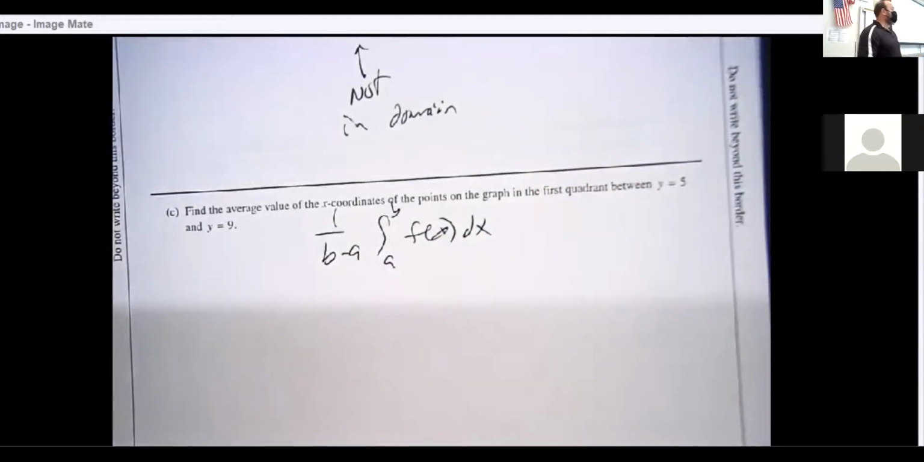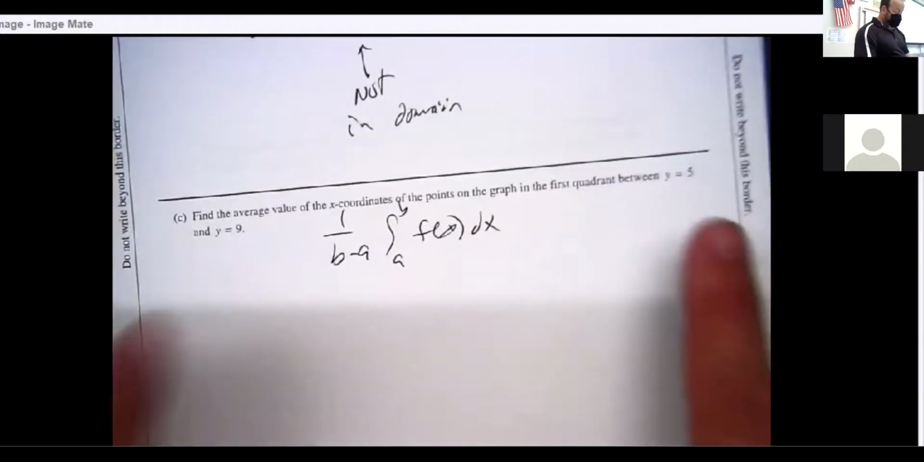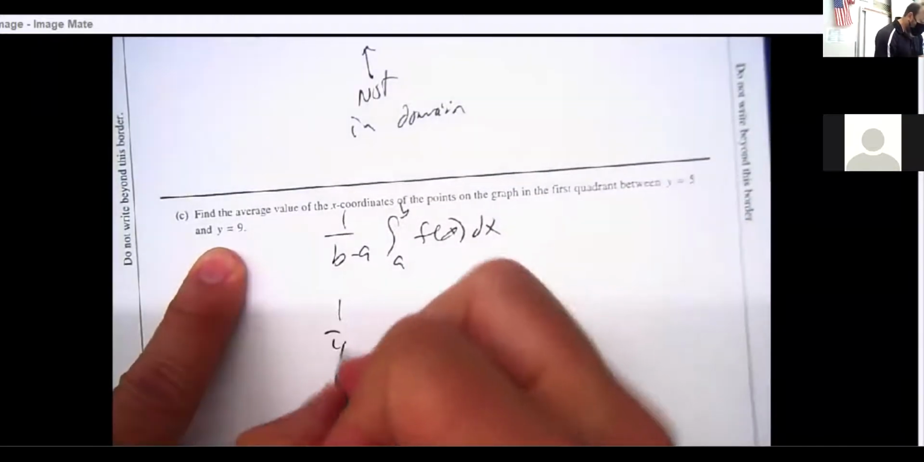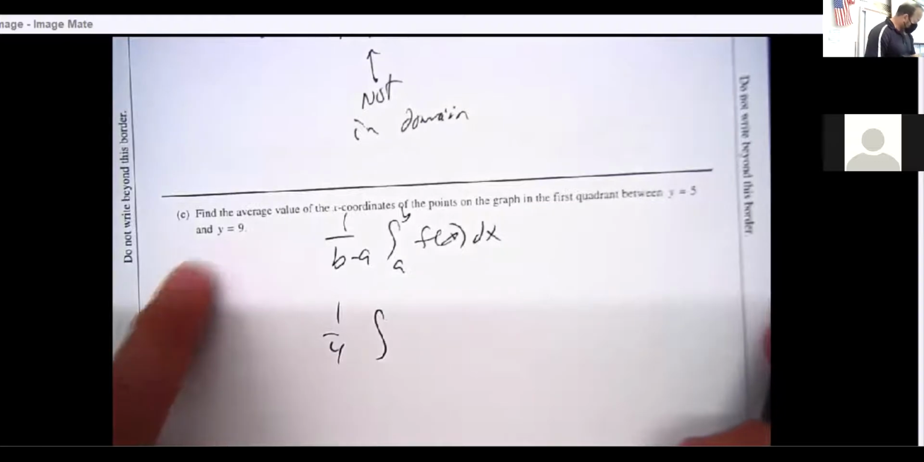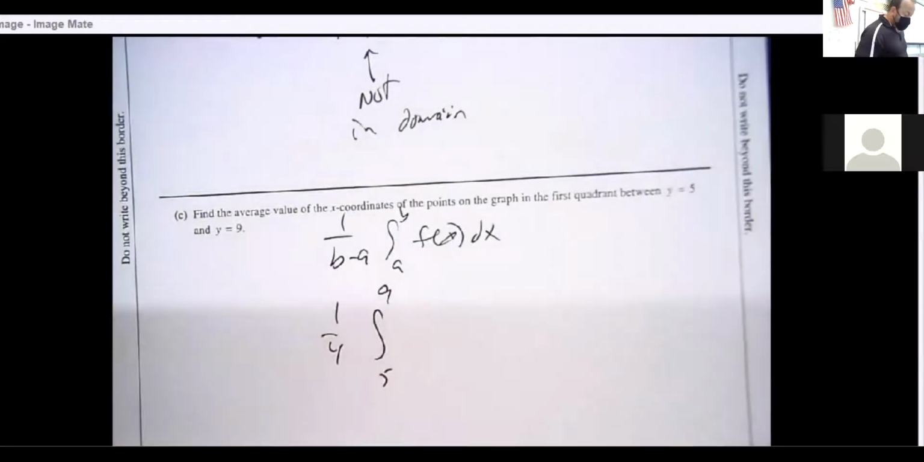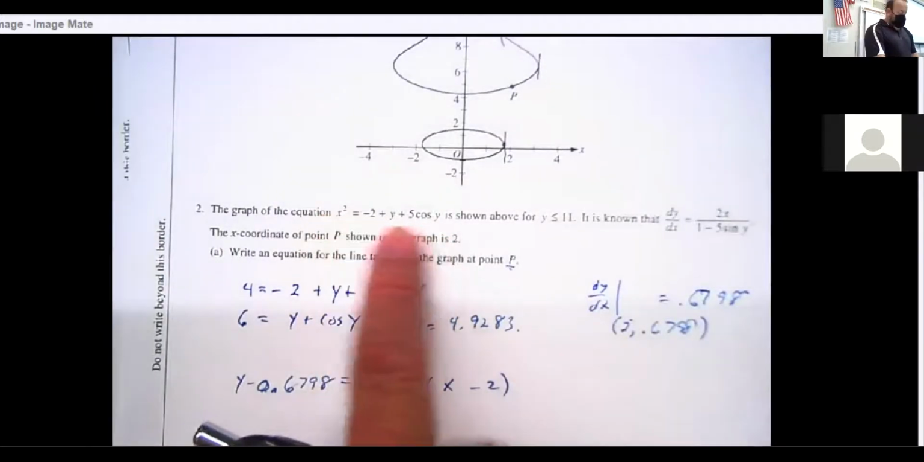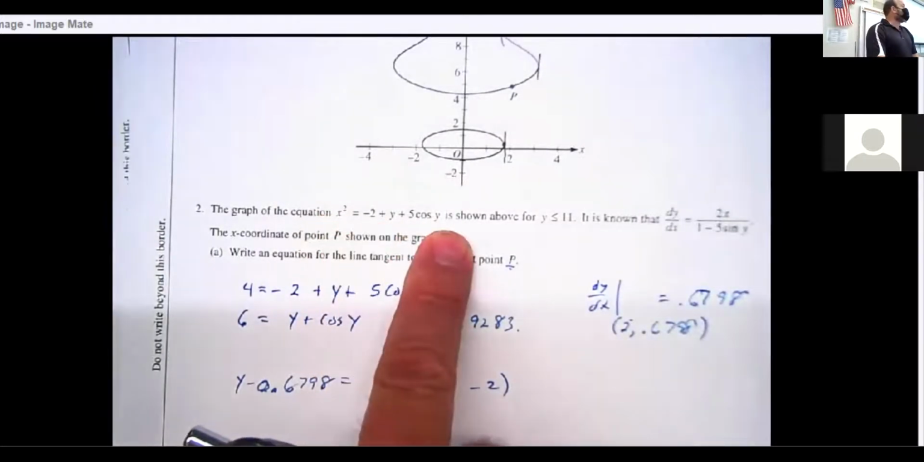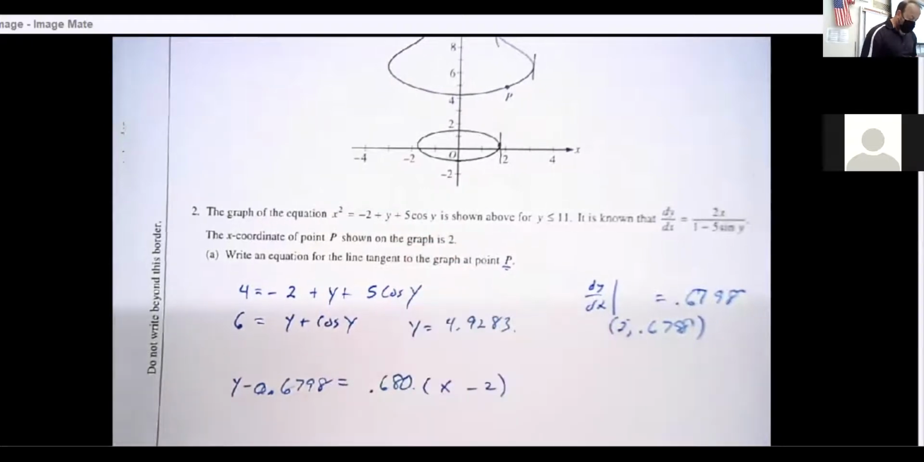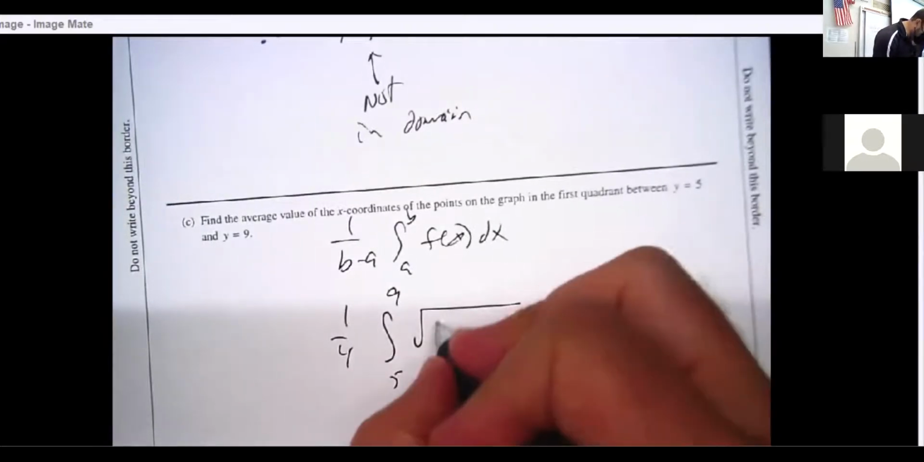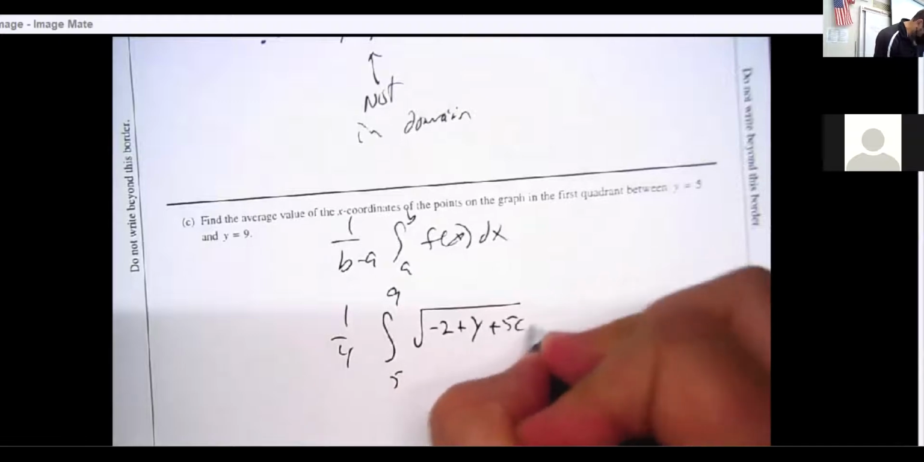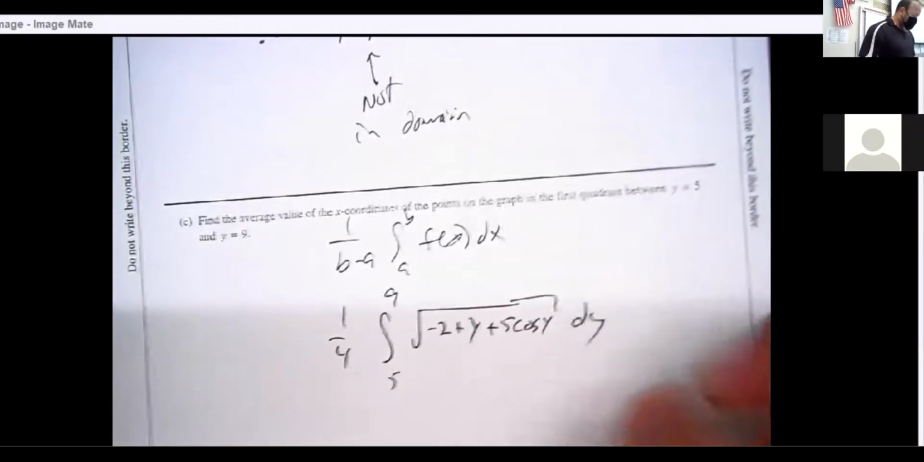So how big is the interval of which we're speaking? So it's going to be 1 over 4. Integral from where to where? From 5 to 9. And now we're finding the average value of the x coordinates. Well, if you go all the way back to the beginning of the problem, which is one of those mean things that they do, look what it says x is. It says x squared equals all of that stuff. So what is x itself? Oh, the square root of it. So we've got the square root of negative 2 plus y plus 5 cosine y dy.